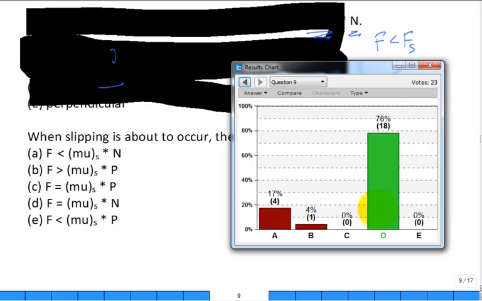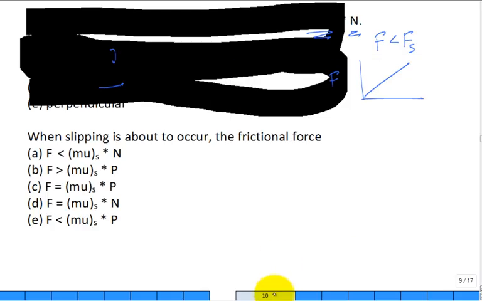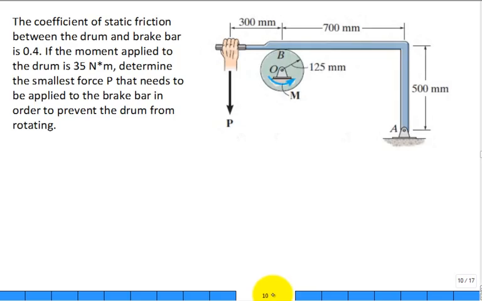Is that okay? I think I'm done with the multiple choice clicker questions that I had pre-programmed before the class. Let me see if there are any more. Nope. Now it's on to solving problems. So now let's just start solving problems. So here's the first problem.